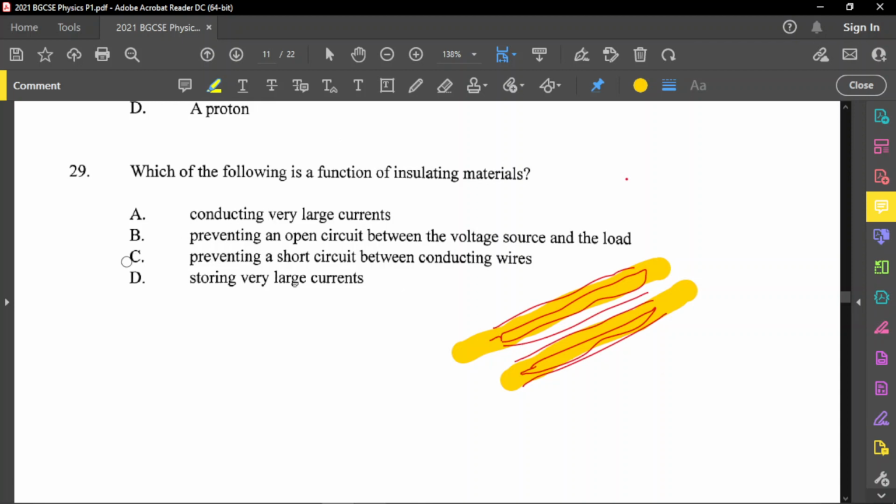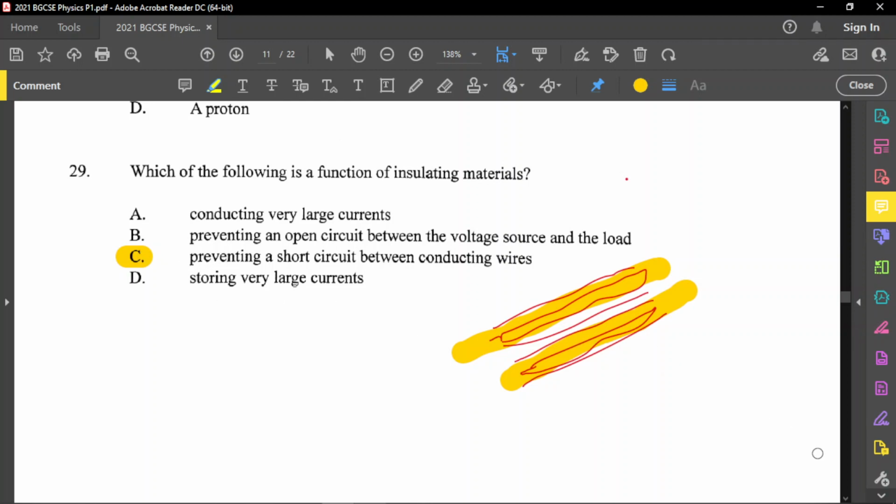That's why you notice speaker wires, for example, and electrical wires have rubber around them. Even if you touch the wires by the rubber, they will not create a short circuit. But if you strip the plastic or the rubber from the wires and put them together, then you create a short circuit and it could be dangerous.